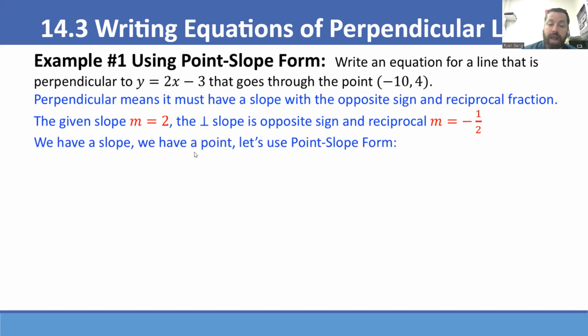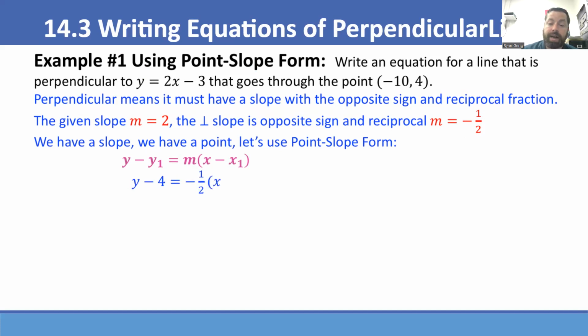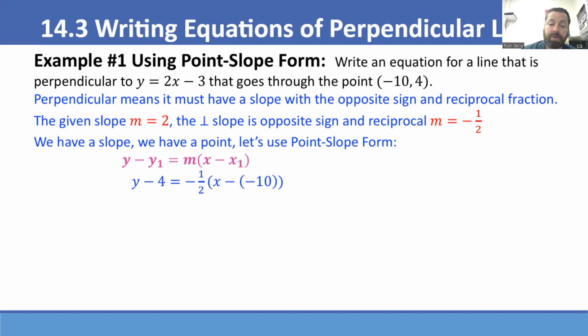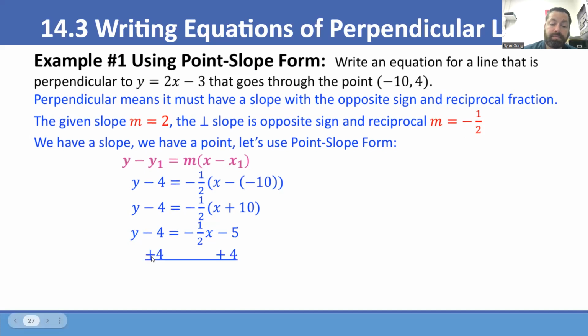So we have a slope, we have a point, negative 10, 4. Let's use point slope form. So y minus, the y coordinate is 4. The slope we know is negative 1/2. x minus negative 10. I'm going to go ahead and simplify that to x plus 10. I'm going to distribute the negative 1/2. So I get negative 1/2 x minus 5. I'm going to add 4 to both sides. And I'm going to get my final answer of y equals negative 1/2 x minus 1.